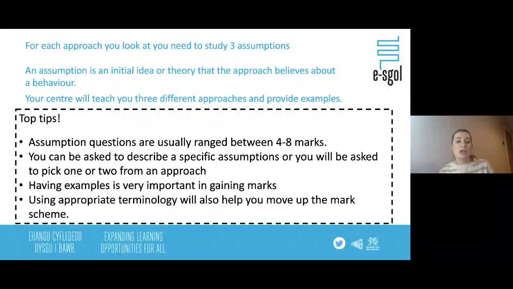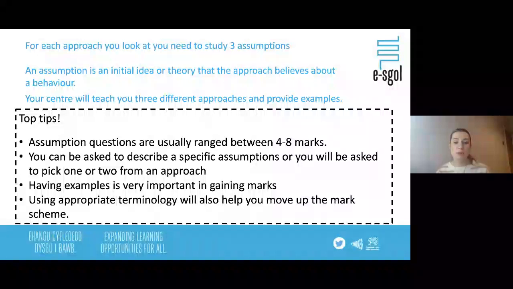Some top tips for assumption questions then is that they are ranged between 4 and 8 marks. So they can be a really high marked question, which is really, really good. But you may also be asked about a 4-mark question. This is the tricky bit. So this is where they try and catch you out slightly.